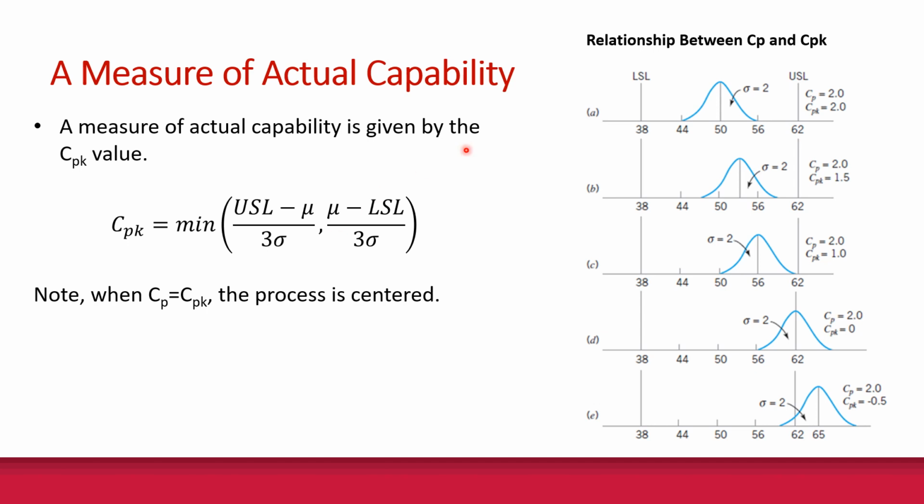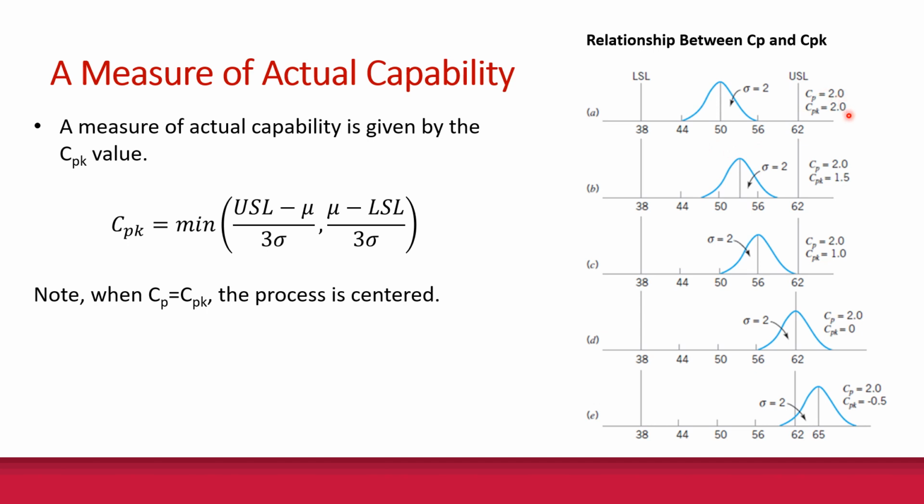So let's look at a couple of cases to try to explain how this works. In the first case, we have a process that's exactly centered. The peak of the histogram is right on top of the mean. So this mean is actually 62 minus 38 divided by 2. It's the mean of the upper and lower specification limits. So here, if we compute C sub P, we get a value of 2: 62 minus 38 divided by 6 times sigma, which will be exactly 2.